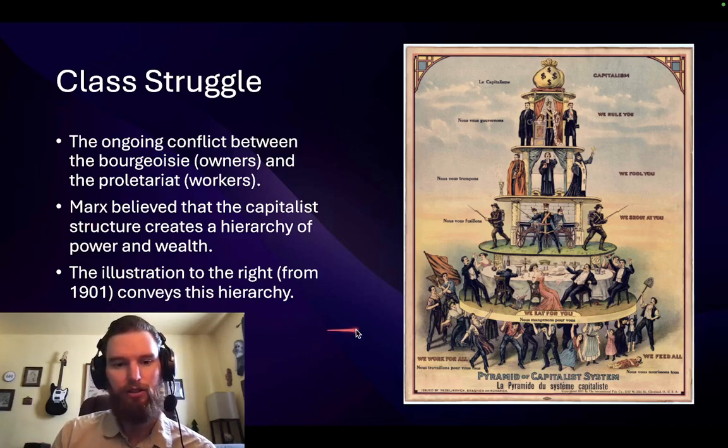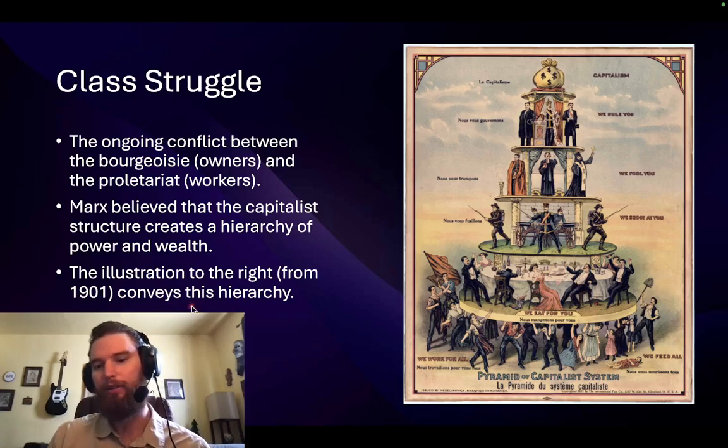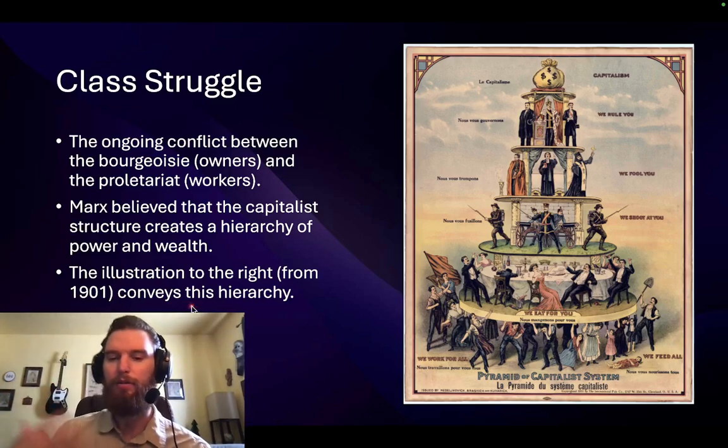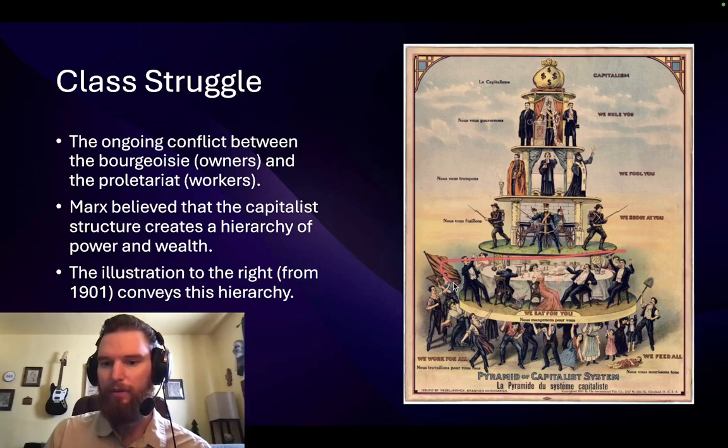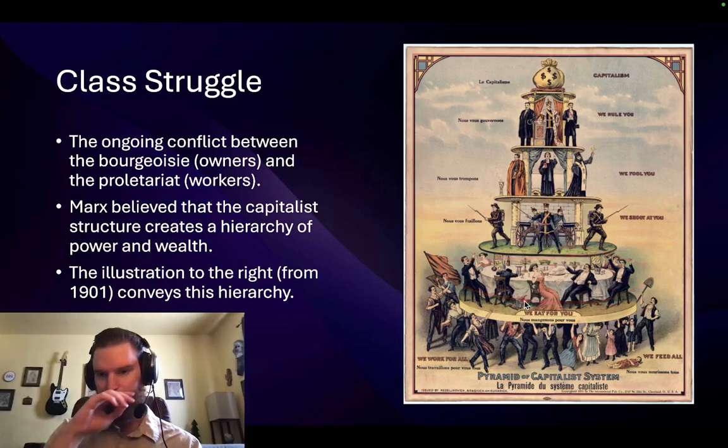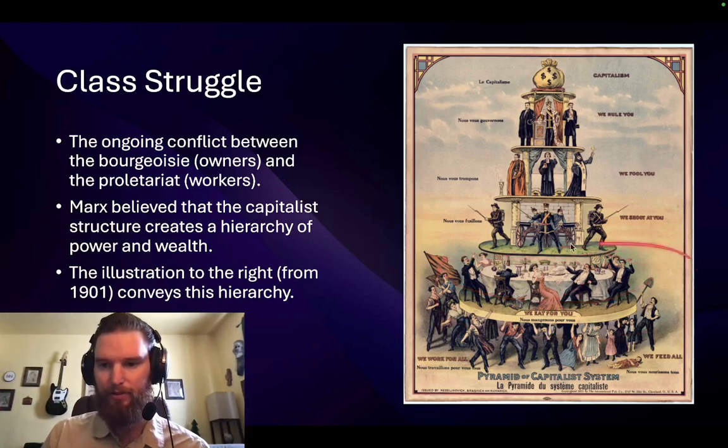And then this illustration to the right from 1901 conveys this hierarchy a bit, right? It's sort of a cartoon, but it's just trying to demonstrate some of these ideas. So at the bottom, we work for all, we feed all. This is the workers down here holding up this whole pyramid, where above them are maybe the managers, the landowners, landlords, factory owners, business owners. Then this is the police, right? The military, we shoot at you. Okay, so we have the workers, we feed all, we work for all. Then one step up, we eat for you. So they're actually eating at a nice dining table here.